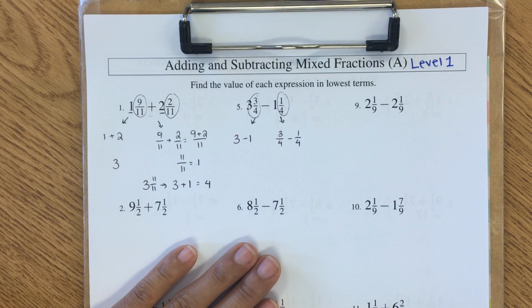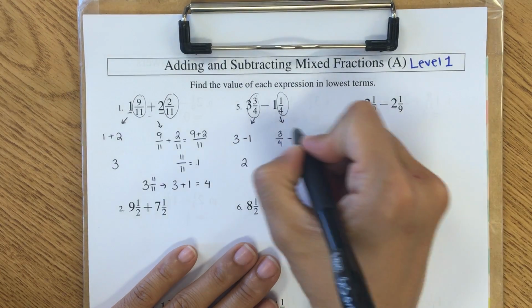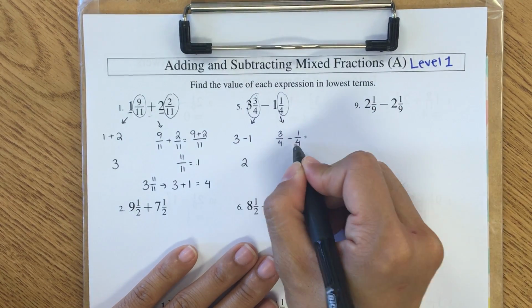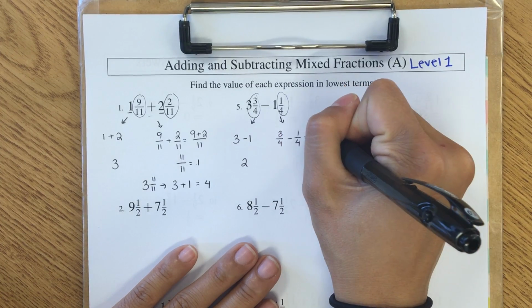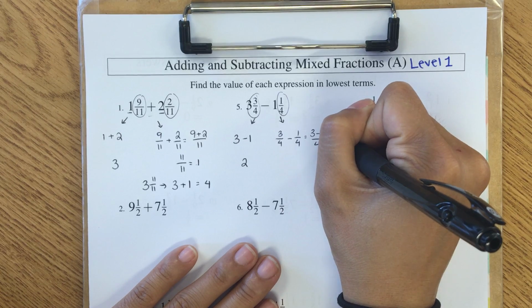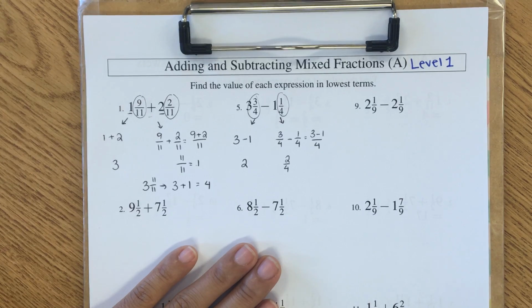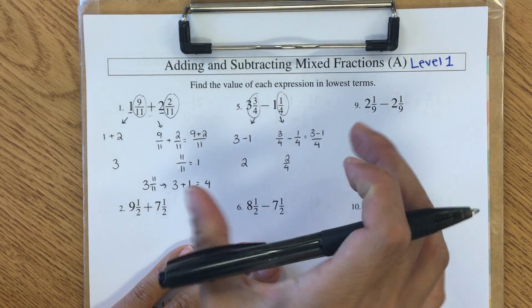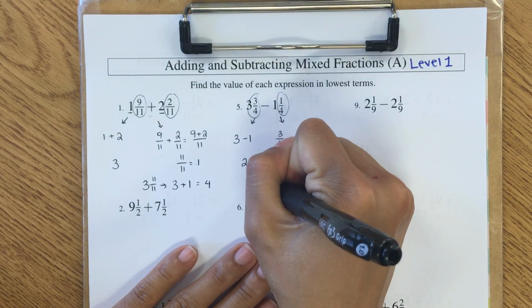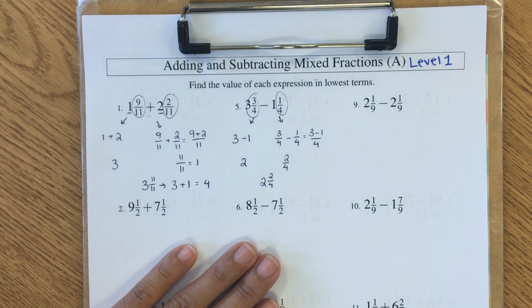You then start treating them individually. 3 minus 1 is equal to 2. Over here, remember, if they have the same common denominator, you just do that operation, 3 minus 1 over 4. So 3 minus 1 is going to equal 2 over 4. And the very last thing that you need to do is just push them together. So that means I'm going to have 2 and 2/4 here as my solution.